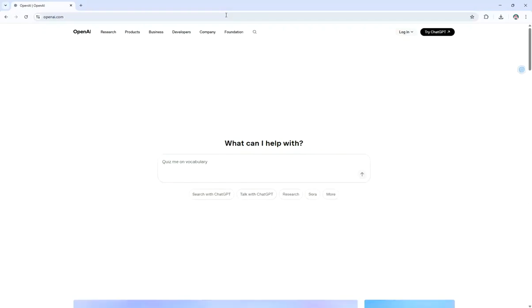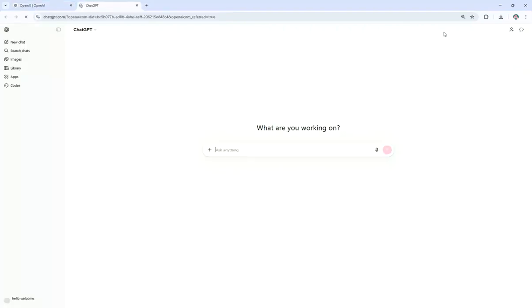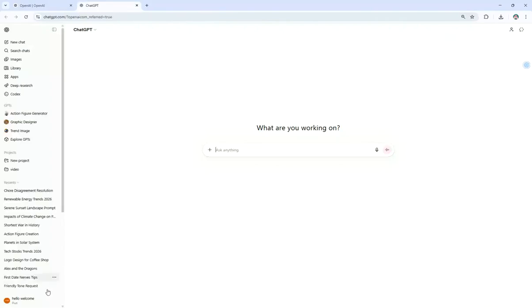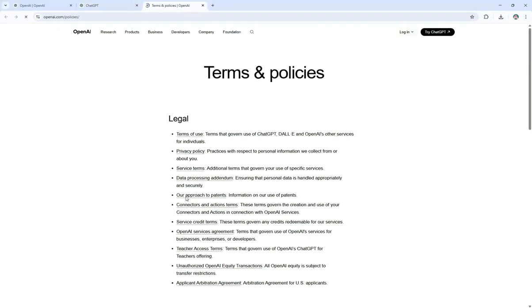When using ChatGPT, always double-check the information it provides with reliable sources. This will help you avoid spreading any incorrect information. Another risk is data privacy. You should be cautious about sharing sensitive data with ChatGPT. Make sure you understand the privacy policy and know what data might be stored or used.